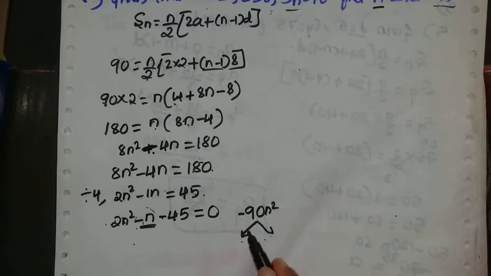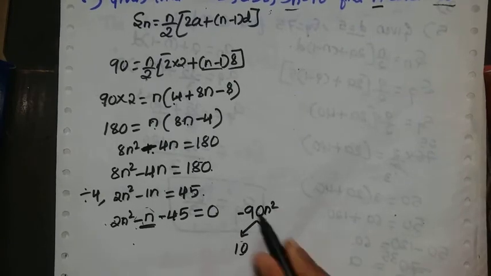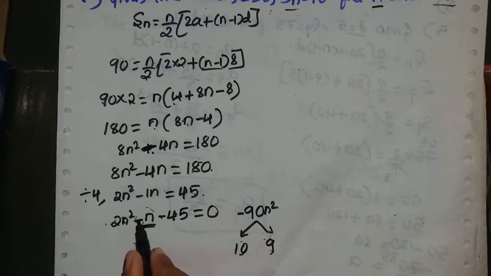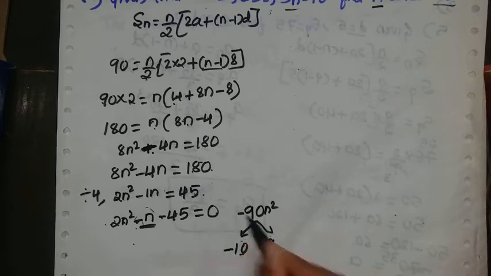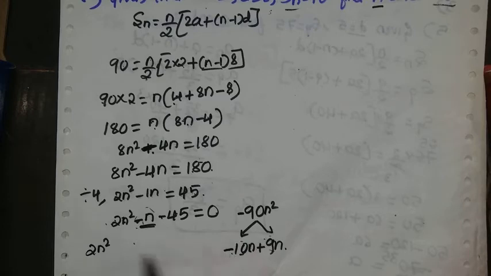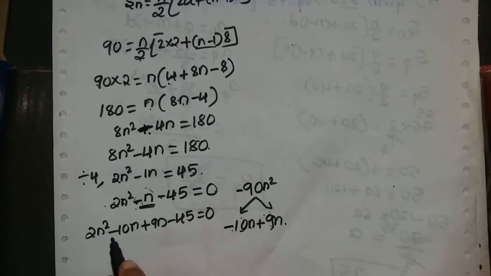So here this can be done as 10 nines are 90. The sign of this number is minus, so write it on the greater one. Minus into minus is plus. So now the middle term can be written as 2n square minus 10n plus 9n minus 45 equals 0. So here minus 10n plus 9n is equal to minus n.